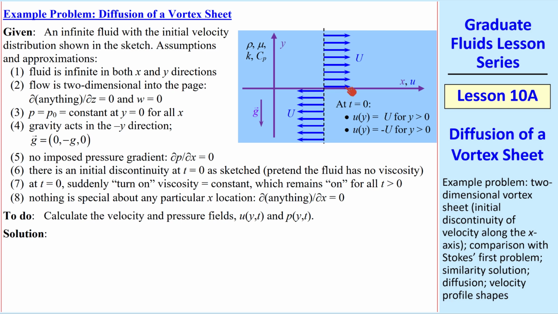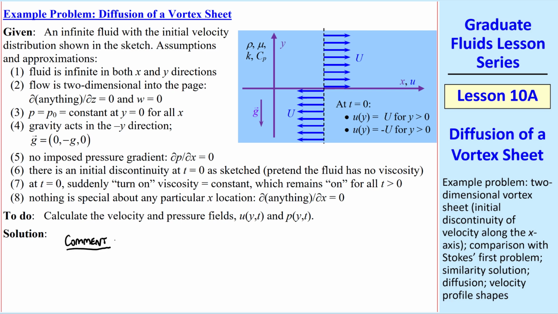This flow has an initial discontinuity at time t equals 0 with this velocity field for u, but at t equals 0 we suddenly turn on viscosity, which remains on for all time greater than 0. Finally, nothing is special about any particular x location, so ∂/∂x of anything is also 0. With these assumptions and approximations, we can solve the problem.